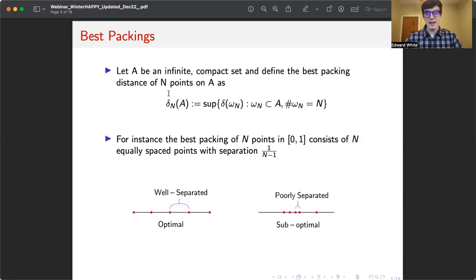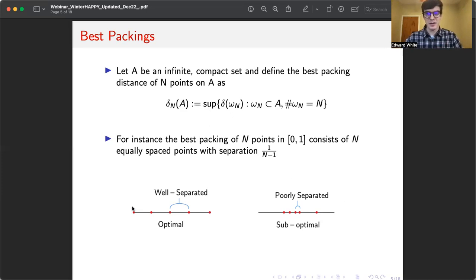All right, so if you hand me a compact set A, and it's important that we consider an infinite set A, so not a discrete set of points, but something with infinitely many points, we can look at the packing over that set A by n points by taking the supremum of all packings of omega_n. So we take our n collection of points, stuff them all into A, and find the minimum pairwise distance. And now we run a supremum so we can see how far we can push away those points.